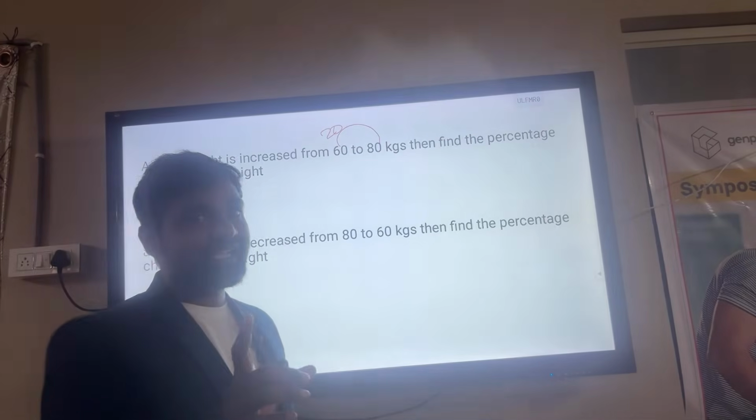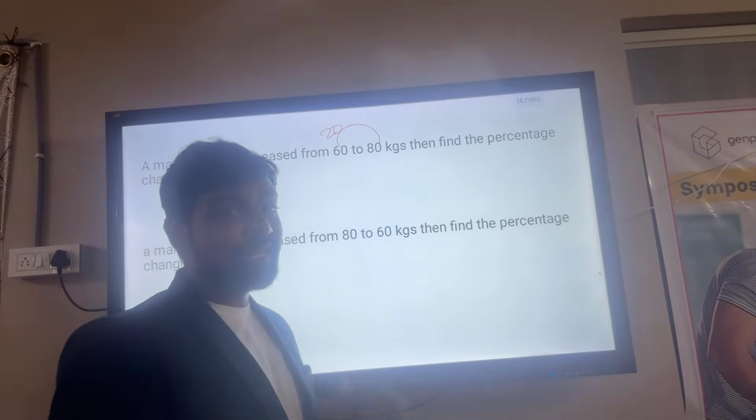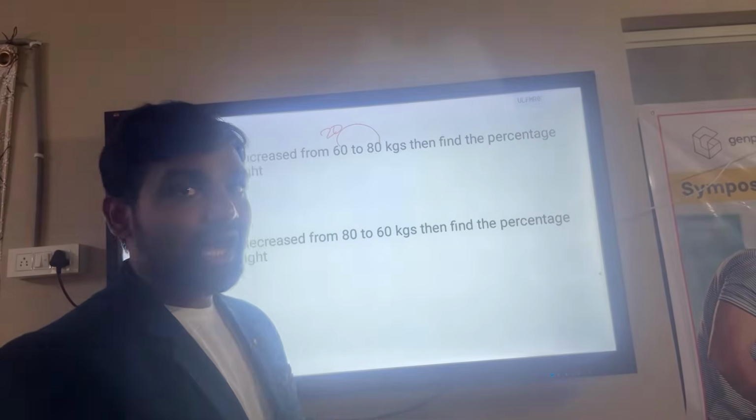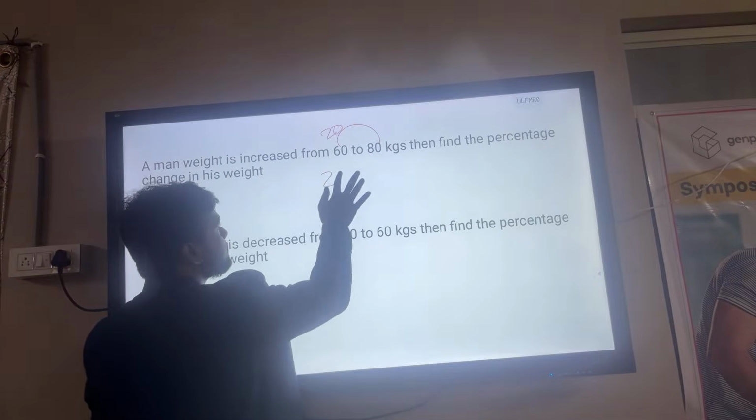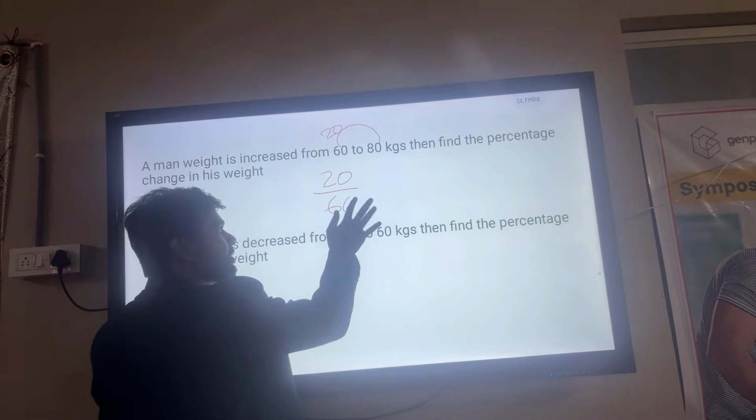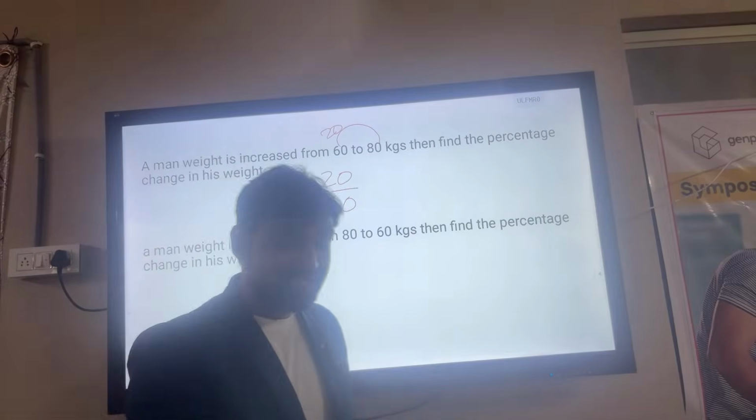They are not asking for the change. The answer is not 20 kgs. They are asking for the percentage change. How to calculate percentage change? What is the weight change? 20 kgs from 60, because he is gaining weight from 60 to 80.